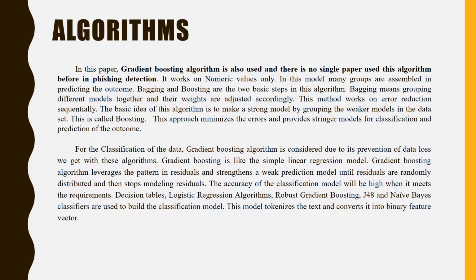Gradient boosting is like a simple linear regression model. It leverages the pattern in residuals and strengthens a weak prediction model until residuals are randomly distributed and then stops modeling residuals. The accuracy of the classification model will be high when it meets the requirements. Decision tables, logistic regression algorithms, robust gradient boosting, J48, naive Bayes classifiers are also used to build the classification model in this proposal. This model tokenizes the text and converts into a binary feature vector.